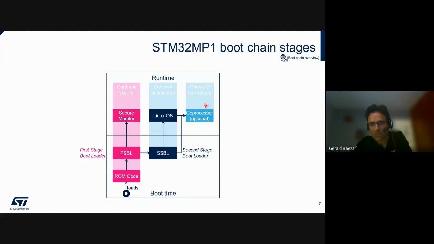On the right, you can optionally load the Cortex M, optionally because some users may not want to use it. This loading can be done either from the second stage bootloader or from the Linux OS. The choice between one option or the other will depend on the time that you want to spend before getting the coprocessor alive, or on the other side, the close cooperation you will want between Linux and the coprocessor. This is a summary of what could drive you to opt for one option or the other.